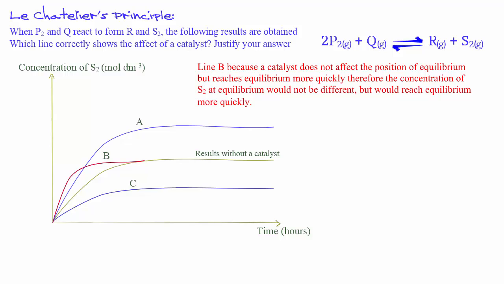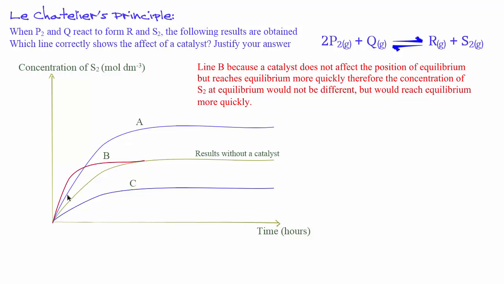The answer is line B, because a catalyst does not affect the position of equilibrium but reaches the equilibrium more quickly. It's increasing the rate of forward and reverse reaction equally. So we managed to get to position of equilibrium. The concentration of S did not change. Position of equilibrium has not changed, so neither has the concentration of S at equilibrium. However, it managed to get to S's equilibrium concentration quicker.